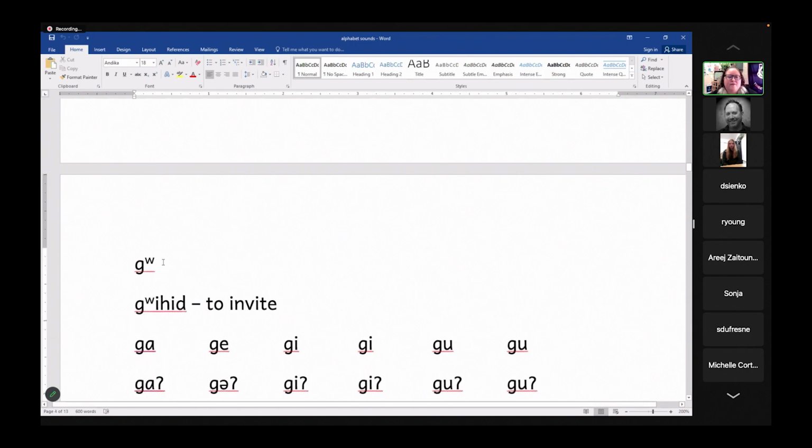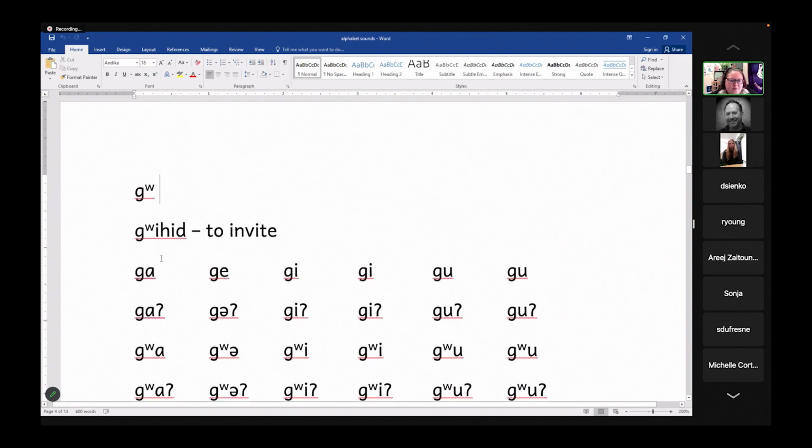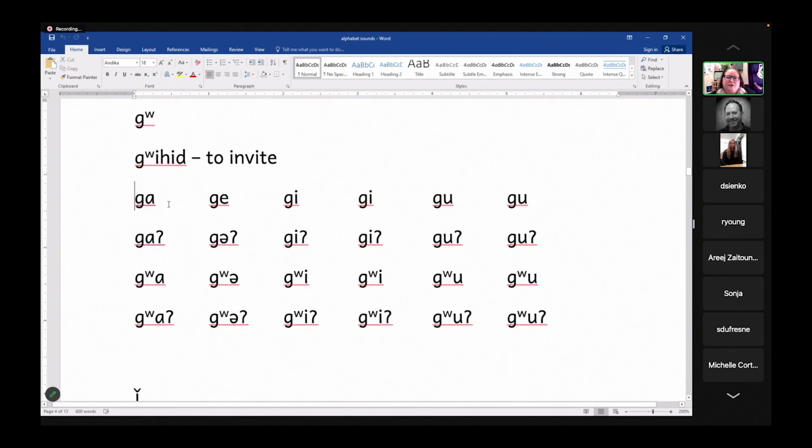Next, we have the G raised W. And this is also where I decided to add just the regular G. In Lushootseed, it makes the G sound like in gummy. But when you have that raised W or the floating W, it makes like a gwa, like you're blowing out. Gwa, gwa, gweheed, gweheed. So let's do our regular G sound chart.